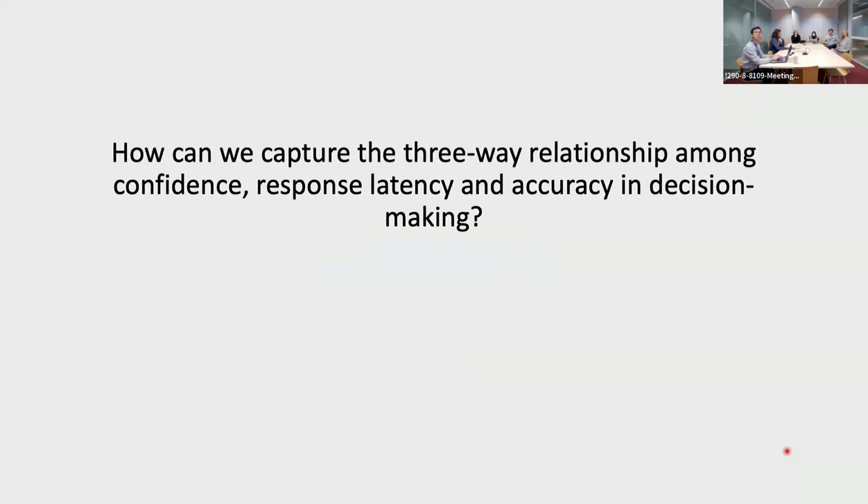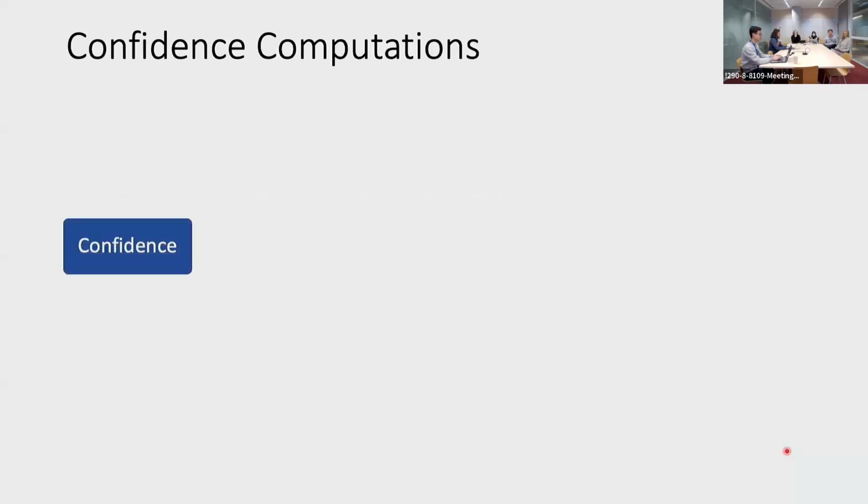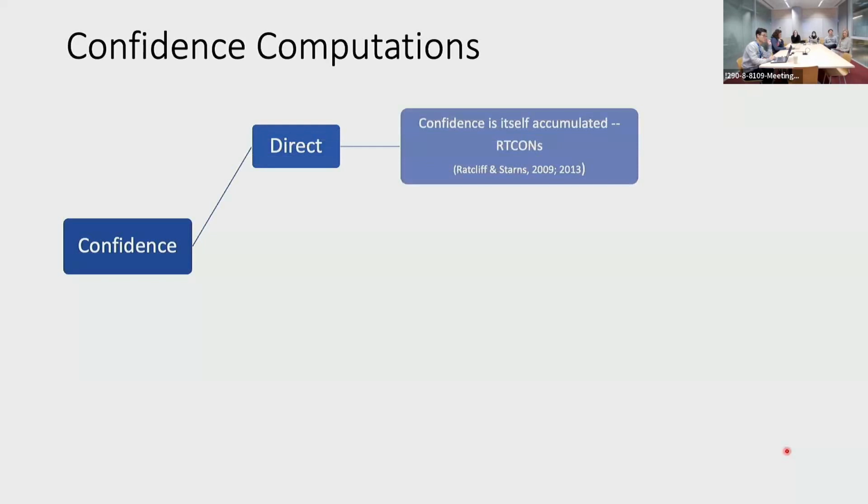To get to the answer, we broke up this big question into some small ones. The first one is, how exactly do people make confidence judgments? Researchers published a paper in 2009, which beautifully demonstrates a range of ways that confidence can be constructed. On one hand, confidence itself can be directly accumulated. This represents the idea that confidence is essentially a multi-alternative decision-making problem. It's almost like you're choosing between those confidence options.